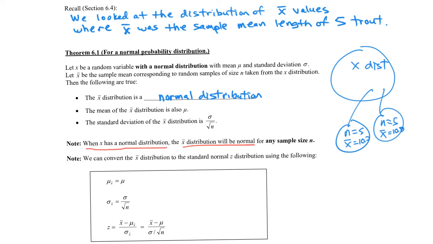So that'll be important for later, but for now this theorem 6.1 isn't super helpful because it just basically says if we are sampling from a normal distribution, well, then our sampling distribution will be normal regardless of sample size. Okay, and then there's another note here. We can convert the x bar distribution to the standard normal z distribution. So in other words, we can still use these z-scores using these formulas listed here.